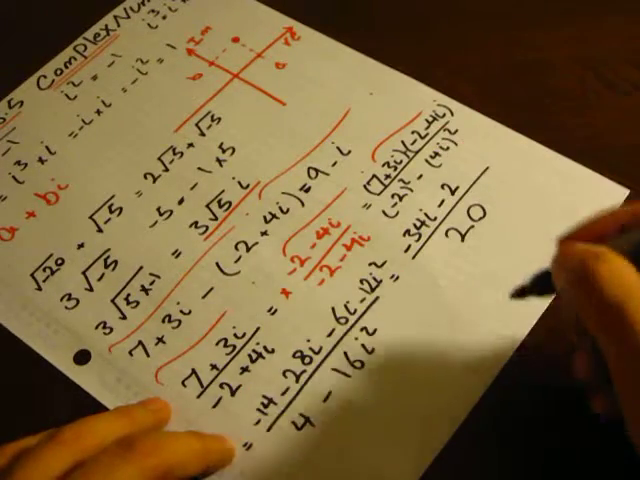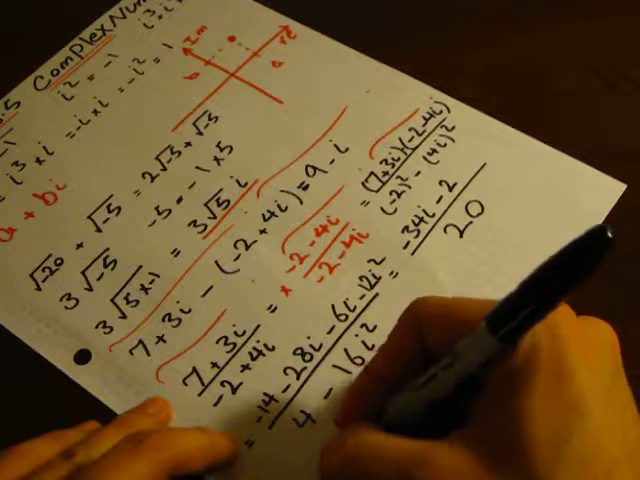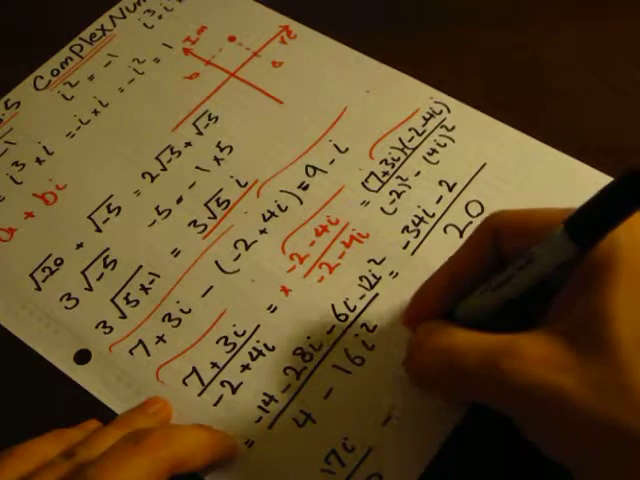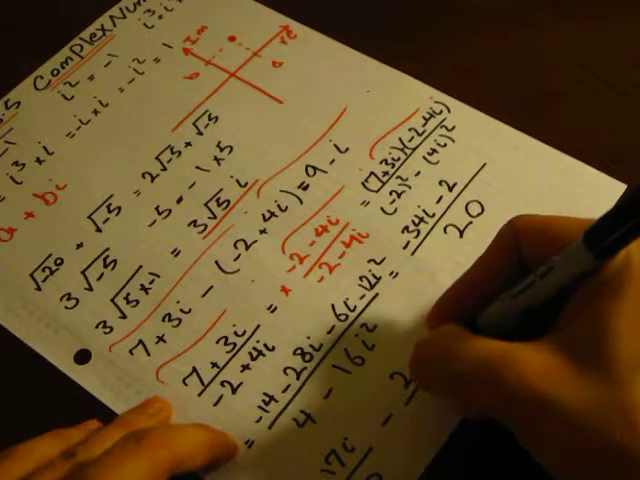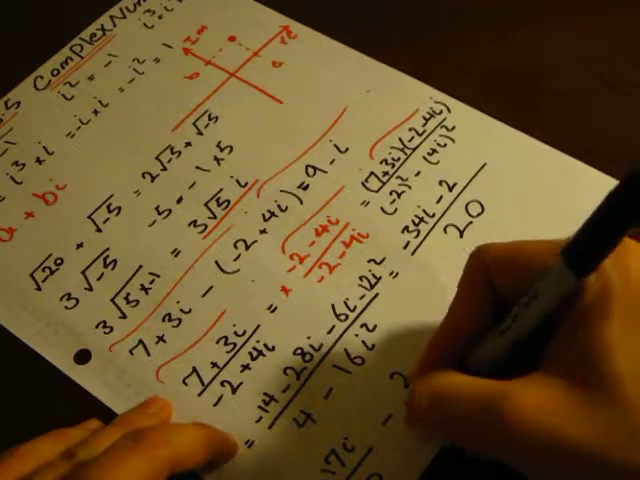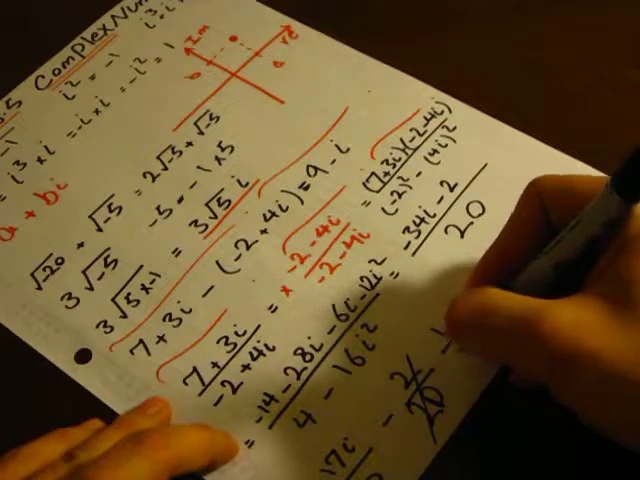So now let's simplify the whole thing. Divide both numerator and denominator by 2. I'm going to be left with negative 17i divided by 10, minus 2 divided by 20, or 1 divided by 10.